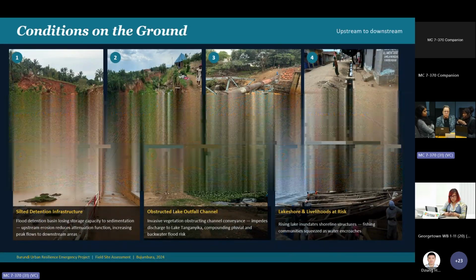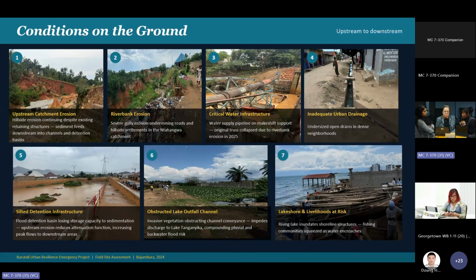So before we go further, just to give you a little bit of context, it's important to understand how the system behaves as a whole. And I think the previous presentation in Guyana spoke to this as well. So flooding in Bujumbura is driven by interacting processes across the catchment. So upstream, we have high intensity rainfall that generates rapid runoff and high velocity flows along steep slopes, driving significant hillside erosion and increasing sediment yield in the river system. Within the river corridors themselves, sediment contributes to channel instability, localized aggradation, reducing conveyance capacity.